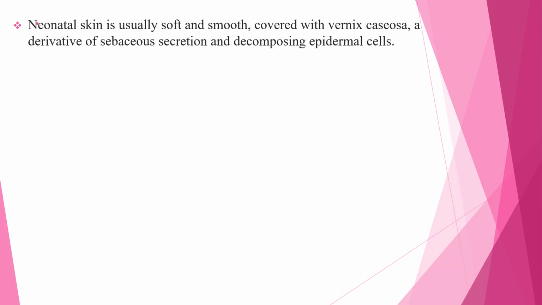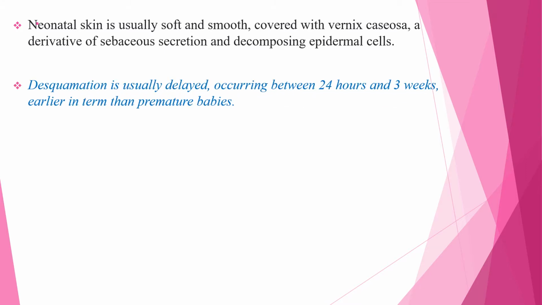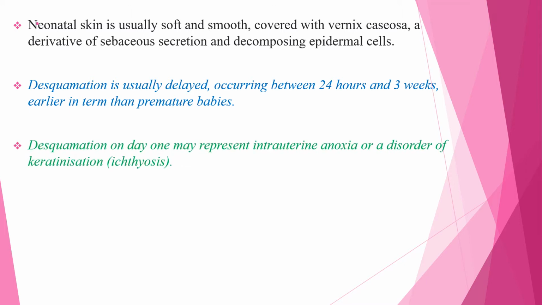Neonatal skin is usually soft and smooth, covered with vernix caseosa, a derivative of sebaceous secretion and decomposing epidermal cells. Desquamation is usually delayed, occurring between 24 hours and 3 weeks, earlier in term than preterm babies. Desquamation on day 1 might represent intrauterine anoxia or a disorder of keratinization, such as ichthyosis.